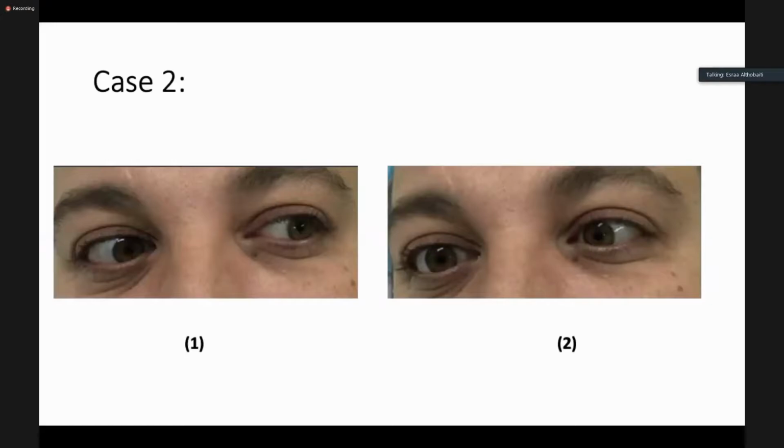Okay, second case, just to show you a different presentation. This guy presented to the ER with sudden onset of headache. As you see here in the first picture, the patient can move his eye to the left side, while when he was trying to move his eye to the right side, the right eye is not moving. So that indicates 6th nerve palsy. MRI was done for this patient, showing a hemorrhage inside the adenoma, which is called apoplexy.